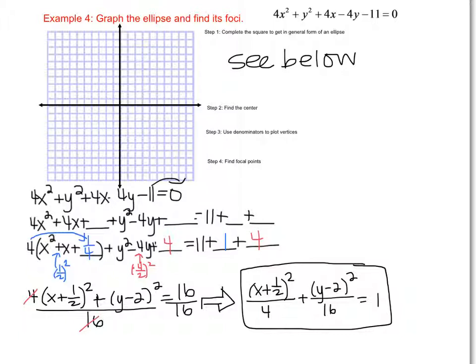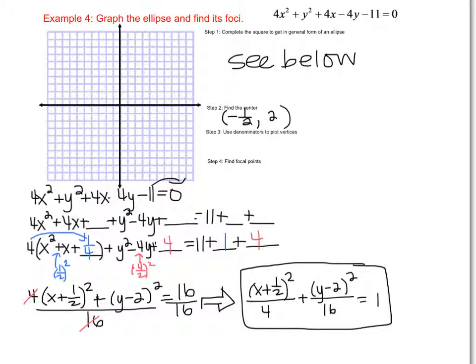Find the center, so that's h, k. So we have -1/2, 2. Those are the terms that are inside the parentheses with the x and the y. Now we're going to use the denominators to plot the vertices. So I can see already that since the bigger number is underneath the y, I'm picturing a tall and skinny ellipse. The major axis is the y-axis.